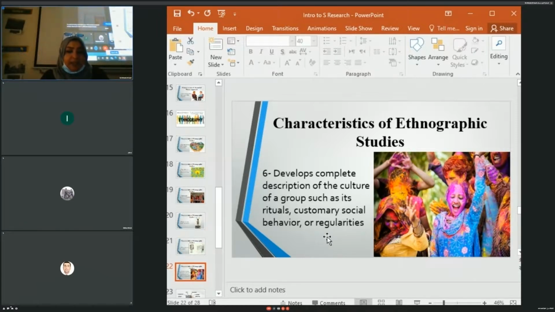Another characteristic is that ethnographic studies develop a complete description of the culture of a group. Just like what I said, since I was part of this community, I lived in this community, so my theoretical background should include something about this community. And it will happen, whether you like it or not, it will happen naturally. Because when you do this study, when you collect all this data, you are part of the process, you have to speak about the community. So I lived in this area, I noticed that the people do such and such. So unconsciously, you are describing the community, its culture, its environment, its setting. It will come naturally.